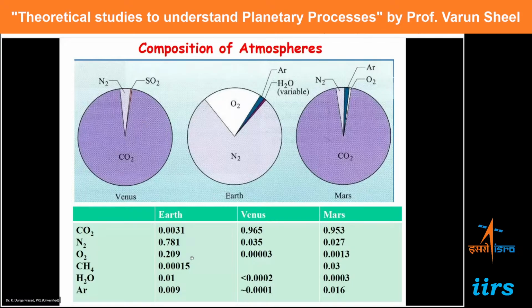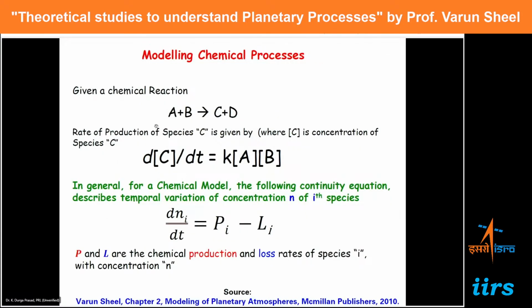The relative densities are given here in percentage. Whereas Mars is again dominated by a CO2 atmosphere, with a part of nitrogen, argon, and oxygen. So we should start with these species because these are the species which make up the atmosphere of each of these planets. Then how do we model?